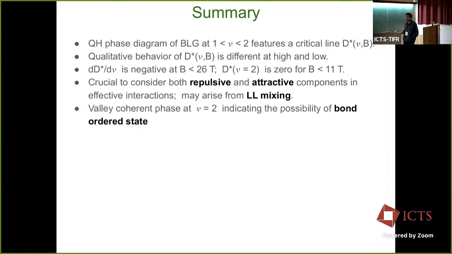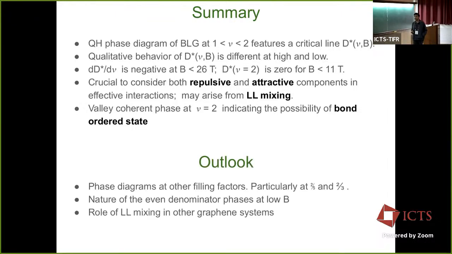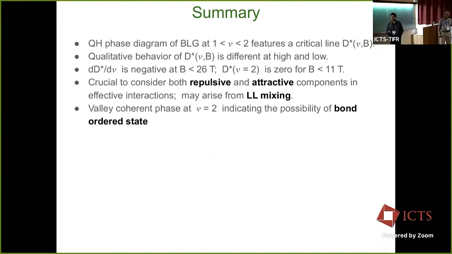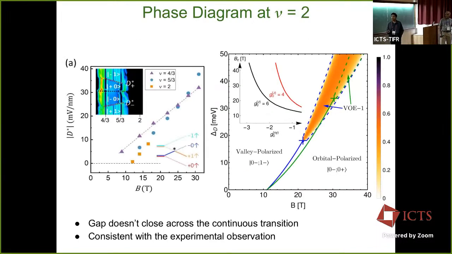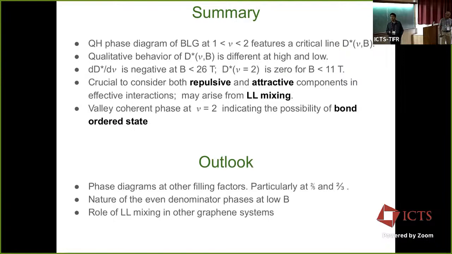nu equals 2. This model can then be extended, and we can use it to look at phase diagrams for other filling factors. In particular, the most interesting would be multi-component phases such as 2/5 and 2/3, because one can ask whether Halperin-like phases are being stabilized close to this first order transition line. One can also ask what is the nature of the even denominator phases at low B, where kappa is large, and think about Landau level mixing in other graphene systems. Thank you. Thank you very much.